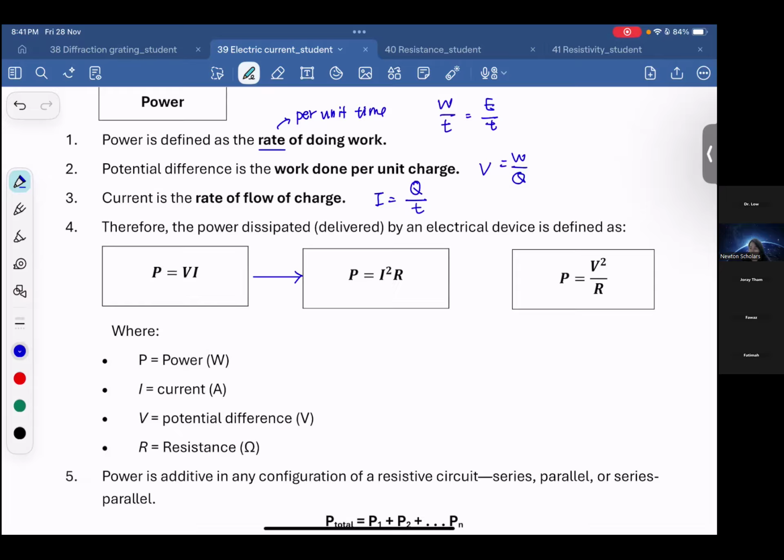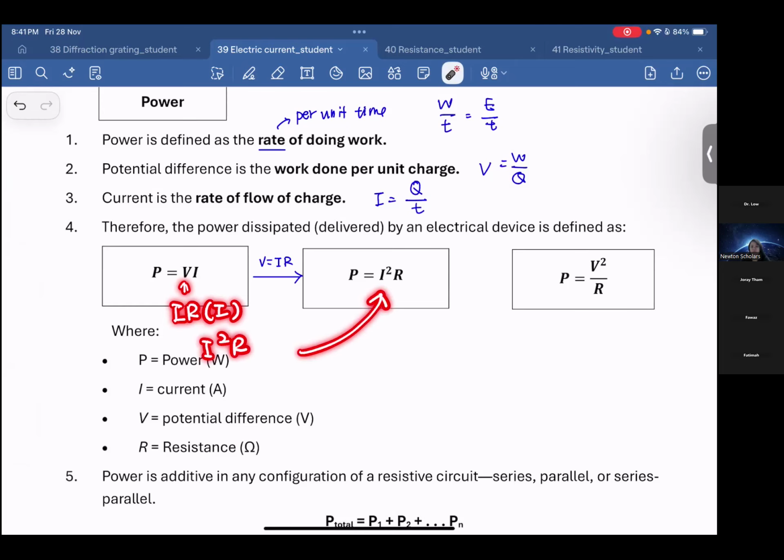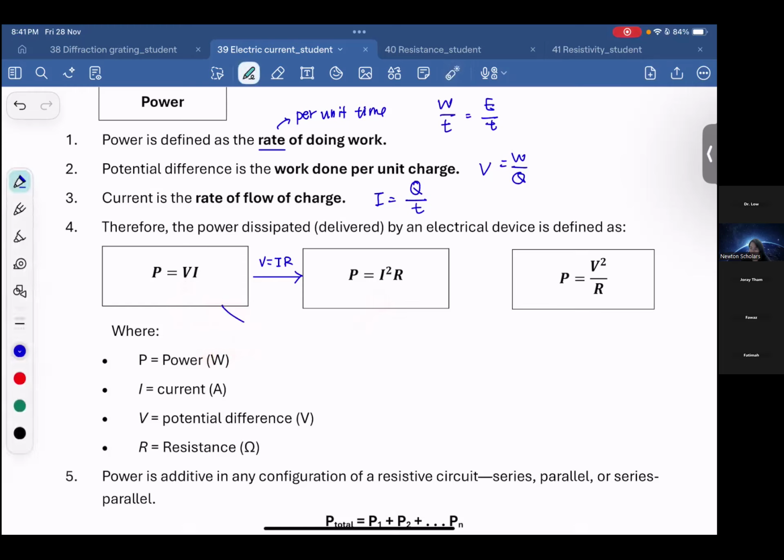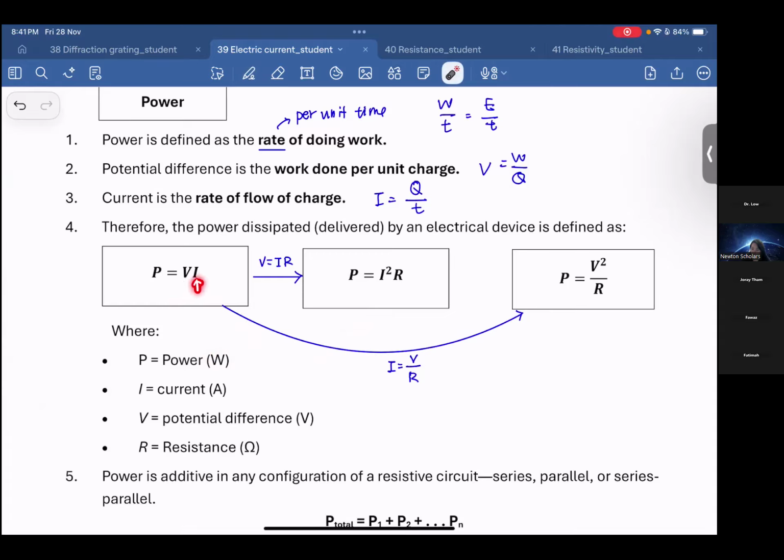How do you get P equals I squared R from P equals VI? You do substitution with V equals IR, so here it is IR times I, and you get P equals I squared R. For the third formula, we substitute I equals V over R, still from V equals IR. So we get V times V over R, which is V squared over R. These three formulas will give you the same power.